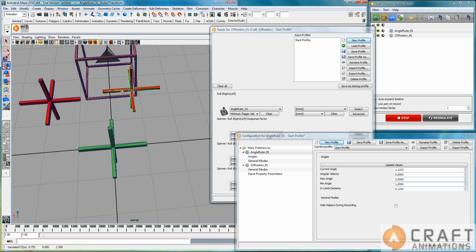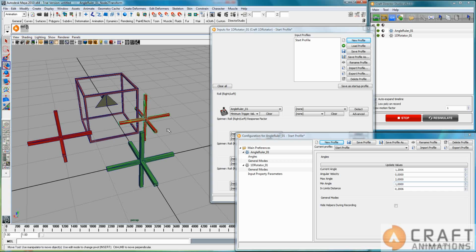So this is a very handy tool when you want to couple things together that react to certain angles, for example a door opening or something like that.